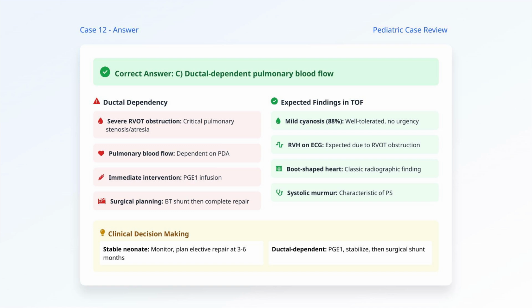The other findings mentioned are expected in Tetralogy of Fallot and don't necessarily indicate need for urgent intervention. Oxygen saturation of 88% at rest represents mild cyanosis, which is typical and well tolerated. Right ventricular hypertrophy on ECG is an expected finding due to the right ventricular outflow tract obstruction. A boot-shaped heart on chest X-ray is the classic radiographic appearance of TOF and doesn't by itself indicate surgical urgency.